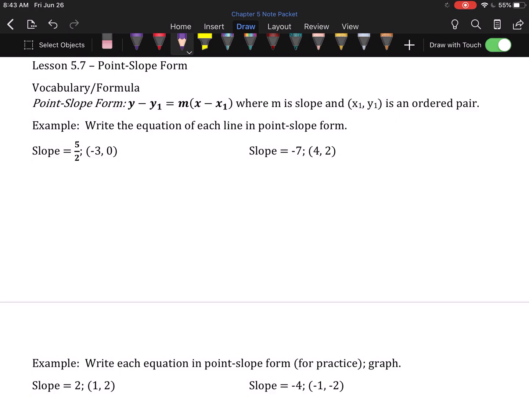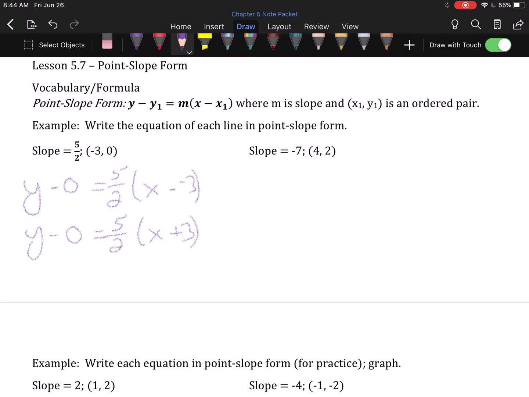Write the equation of each line in point-slope form. So y minus the y value from the ordered pair, here that is 0, equals the slope, 5/2, times the quantity of x minus the x coordinate. The x coordinate is -3. You are not allowed to give me an answer that says minus negative. So you, at the very least, do have to write y minus 0 equals 5/2 times the quantity x plus 3. That is an acceptable answer.